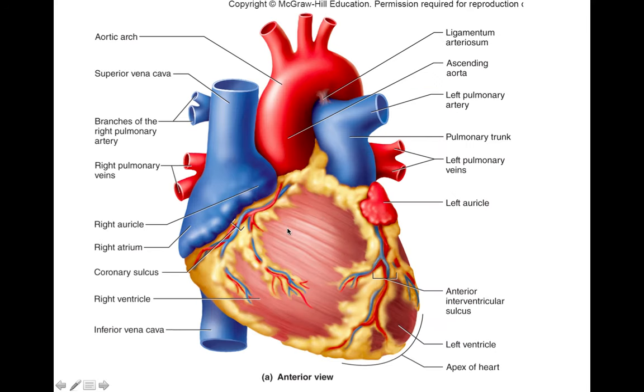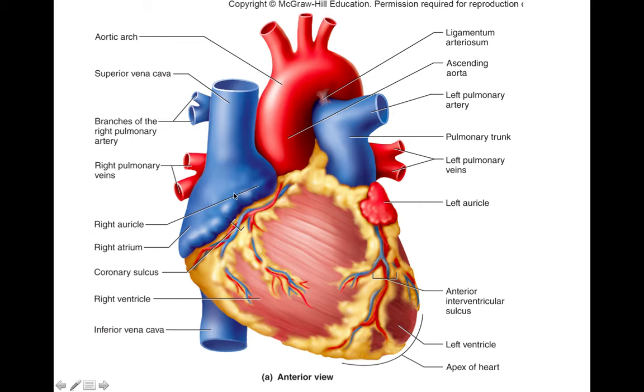On an anterior view of the heart, I want to point out a couple of things that are major landmarks and things that students traditionally mix up. You know that there are 4 main chambers in the heart. You've got 2 atria and 2 ventricles. It's very common to confuse an atrium with an auricle.